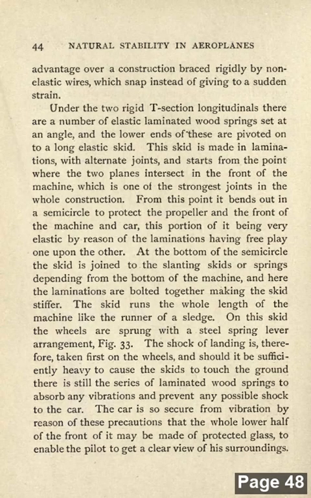At the bottom of the semicircle, the skid is joined to the slanting skids or springs, depending from the bottom of the machine. And here the laminations are bolted together, making the skid stiff. The skid runs the whole length of the machine like the runner of a sledge. On the skid, the wheels are sprung with a steel spring-over arrangement.